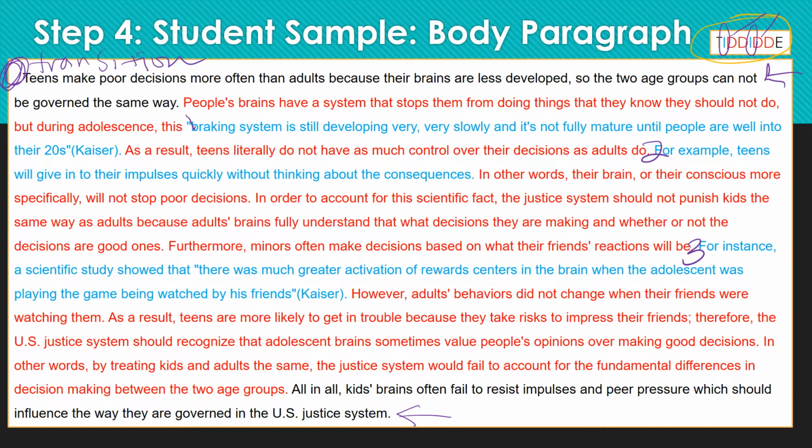However, after I read this first sentence, I know exactly what this paragraph is going to tell me about. It's going to tell me about their brains being less developed. That is my topic. If your topic sentence doesn't do that, you gotta fix it. People's brains have a system that stops them from doing things that they know they should not do, but during adolescence, this braking system is still developing very, very slowly, and it's not fully mature until people are well into their 20s. Whoa. She has one sentence that is both details and evidence.